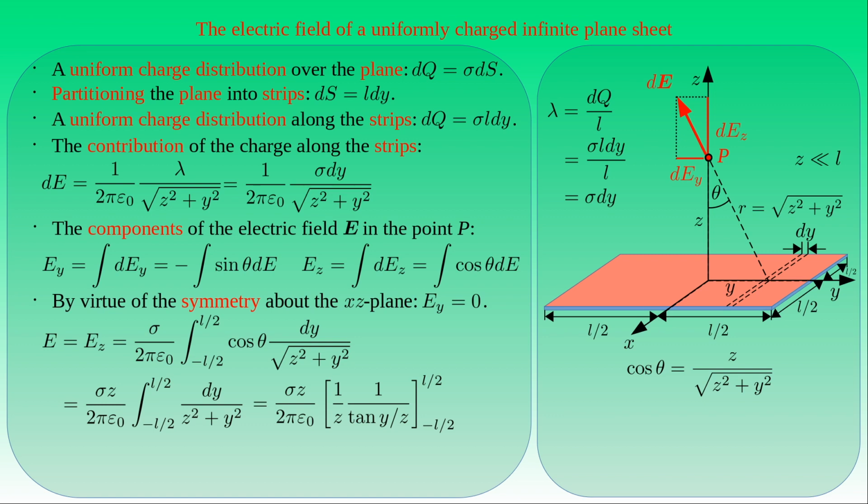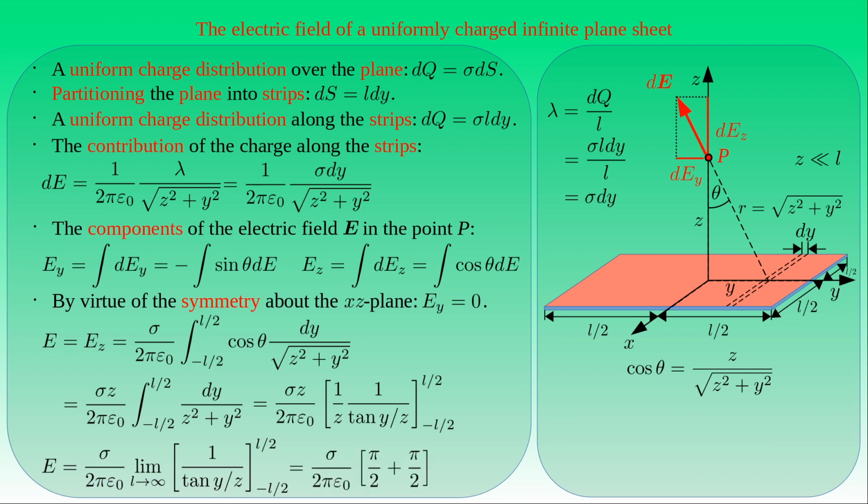That is, we determine sigma over 2 pi times epsilon naught times the limit of 1 over the tangent of y divided by z, which we evaluate at minus L over 2 and L over 2 as L tends to infinity. The limit of this expression is equal to sigma over 2 pi times epsilon naught times the difference of pi over 2 obtained at the upper limit of the integration, and minus pi over 2 obtained at the lower limit of the integration, that is pi over 2 plus pi over 2.